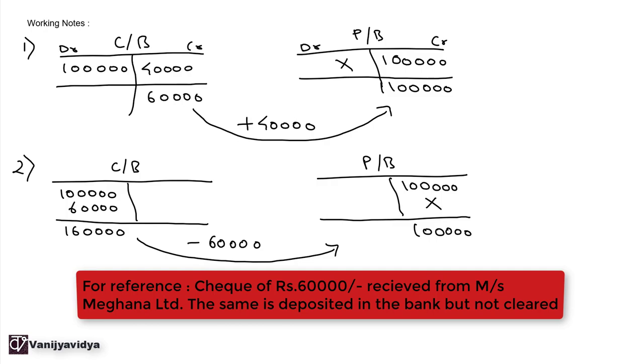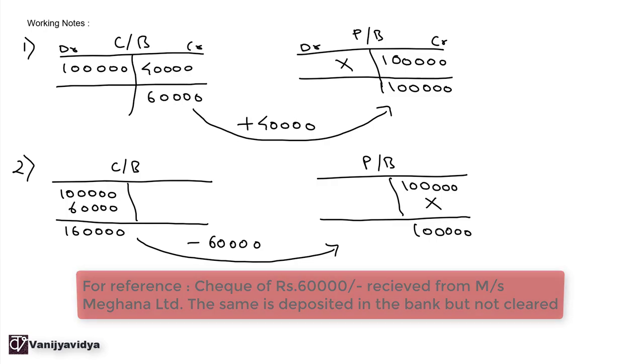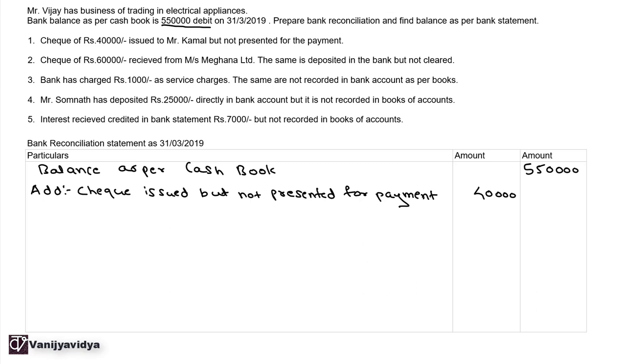Now let's write this transaction in the bank reconciliation statement. Now we have to reduce 60,000. So, less: cheque deposited but not cleared, 60,000. Now the next transaction, 3.